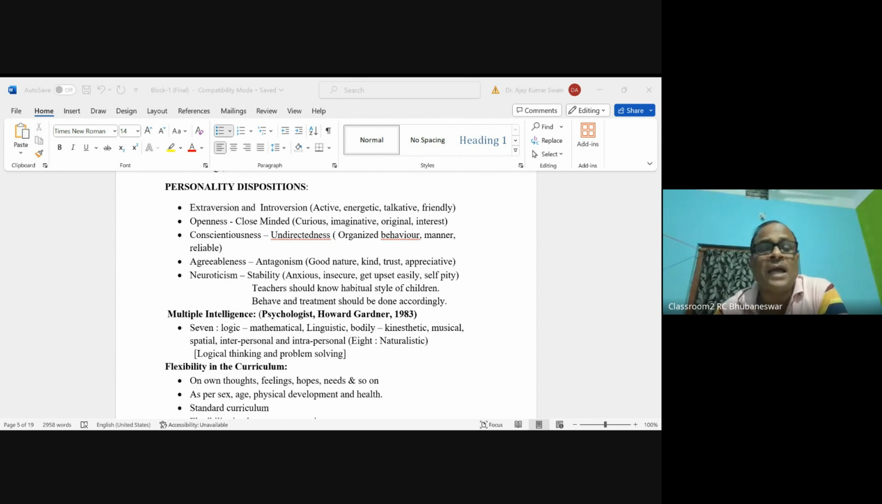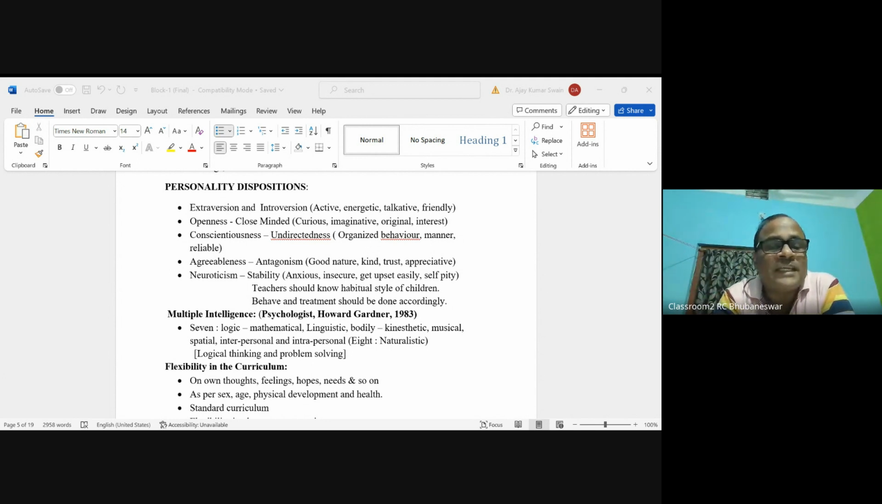Teacher should know the habitual style of children. Every teacher knows what is the habit of the child, every child. So behavior and treatment should be done accordingly. As per the need of the child, as per the habit of the child, we should give the treatment. We should show our behavior to those people accordingly. Then this personal disposition helps the teacher to deal with the students in different ways.